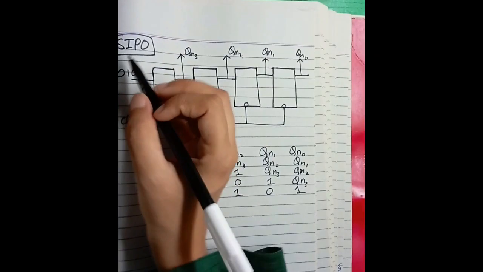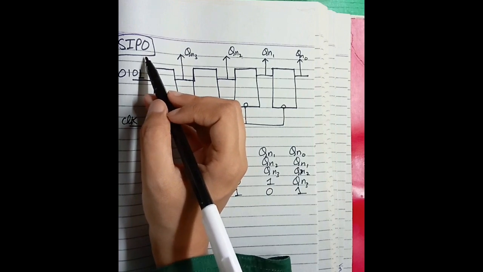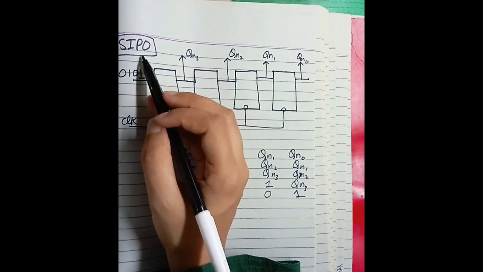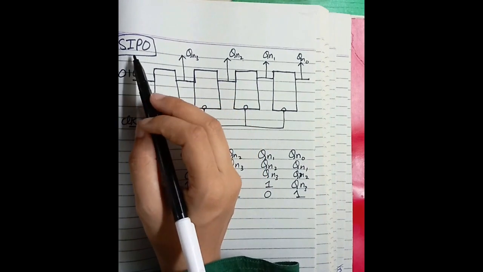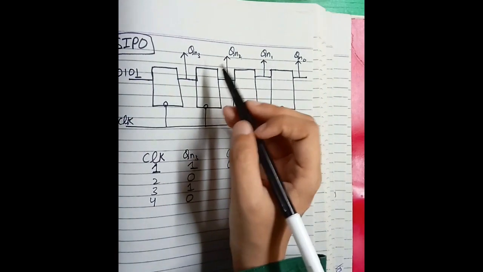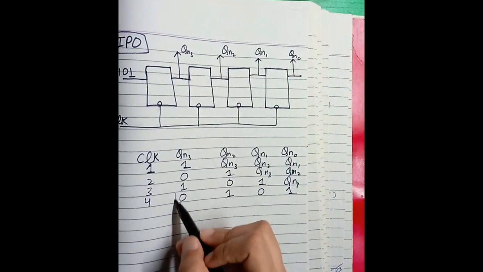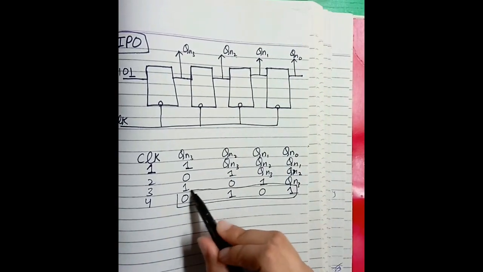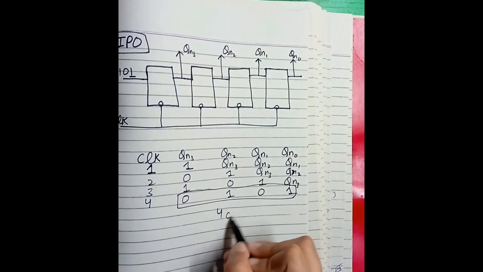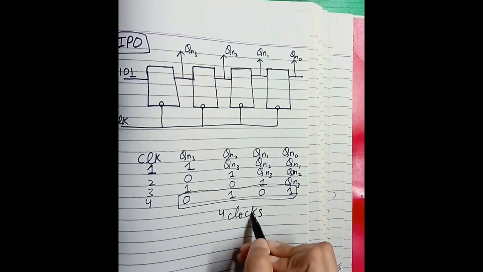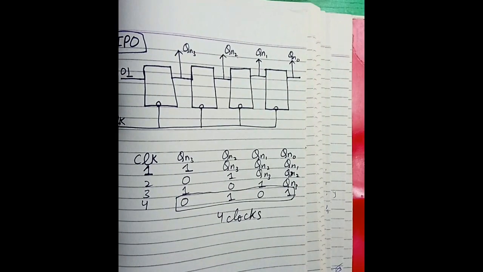As it is the serial input parallel output, it is different from the serial input serial output. As we have the parallel output, parallelly we are getting all these values as our final answer output. On the 4 clocks total, we will get our output. It is faster than the serial input serial output register.